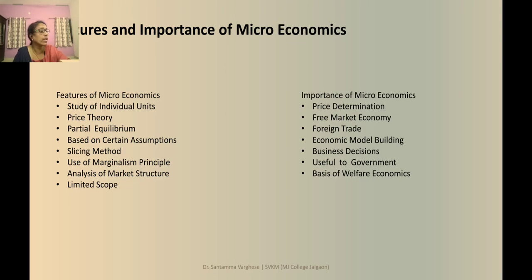Next, useful for the government. Microeconomics is very useful for the government in framing different economic policies, such as taxation policy, public expenditure, and price policies. These policies help the government attain its goals of efficient allocation of resources and promoting the economic welfare of society.